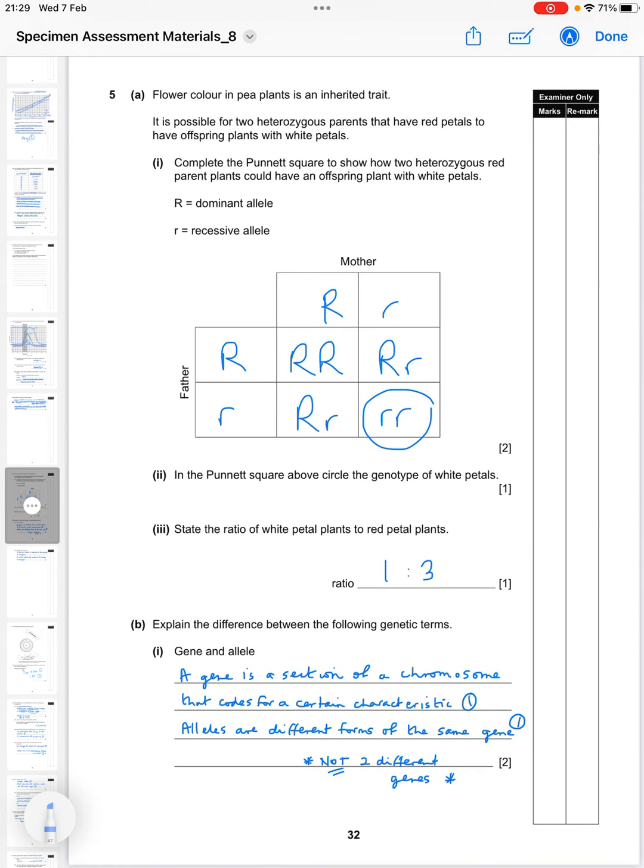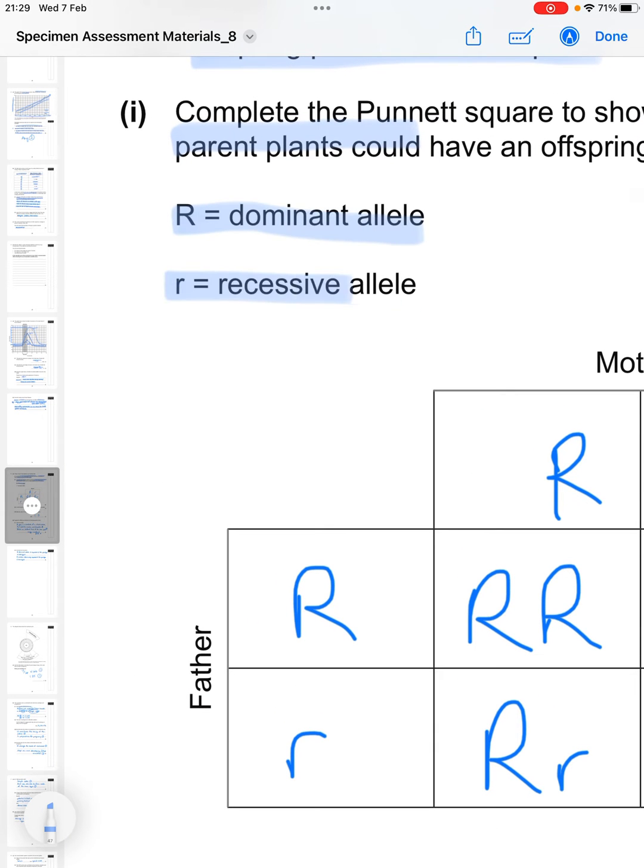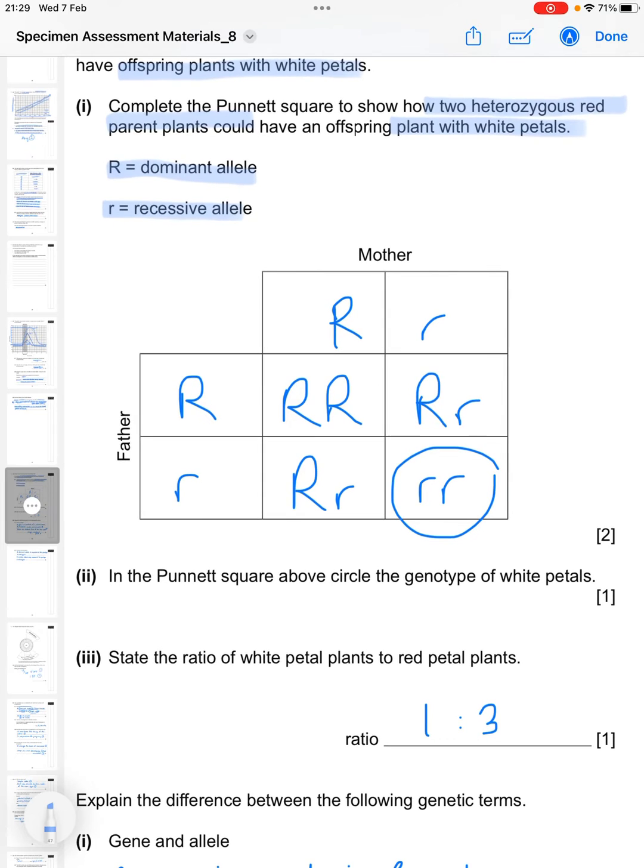Okay. Now we've got one about flower colour in pea plants, which is an inherited trait. It says it's possible for two heterozygous parents that have red petals to have offspring with white petals. Complete the Punnett square to show how two heterozygous red parent plants could have an offspring plant with white petals. And it tells you here use R for the dominant allele and small r for the recessive one. So both are heterozygous, so both have a big R and a small r. Okay, so we've done those both for the father and the mother.